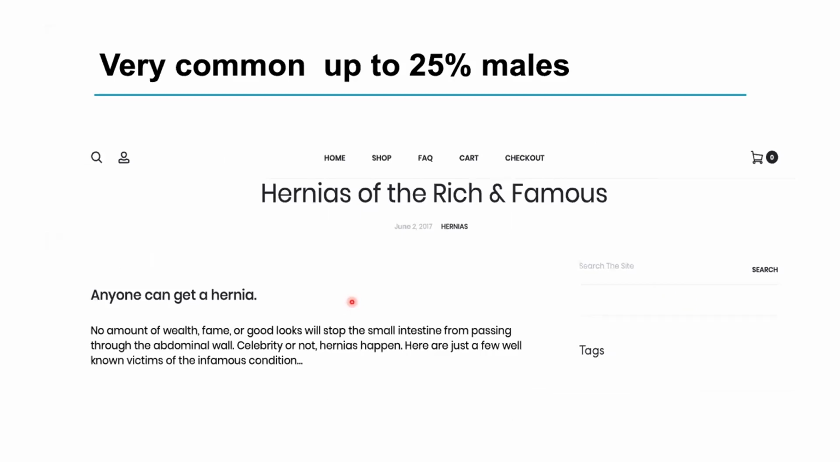So why are we discussing hernia? Well, it's very common. Up to 25% of males will develop a hernia, particularly in the groin area, at some point in their life. When I started looking into this, I was keen to see if there were any celebs who had a hernia. Here's a website which lists hernias of the rich and famous. I didn't want to put any pictures up or name any names, but if you're interested, go to that website. I don't think you have to pay to find out this information, but it just emphasizes that anyone can get a hernia.